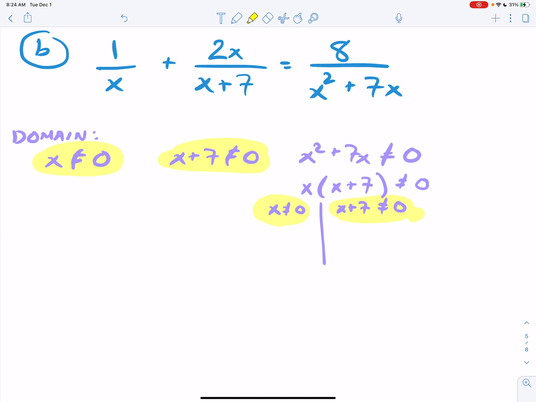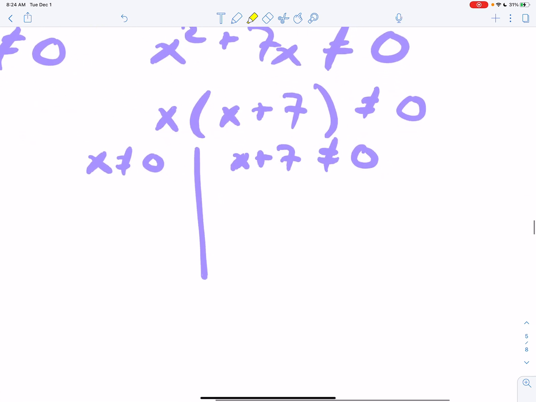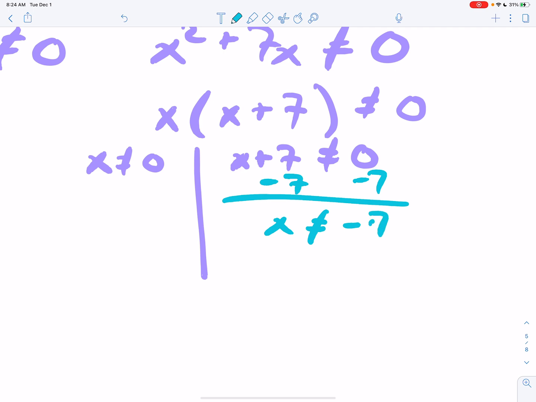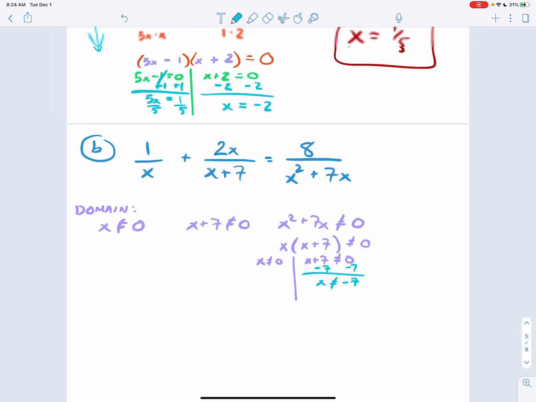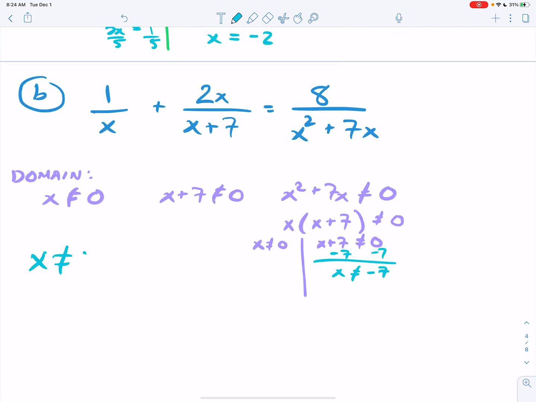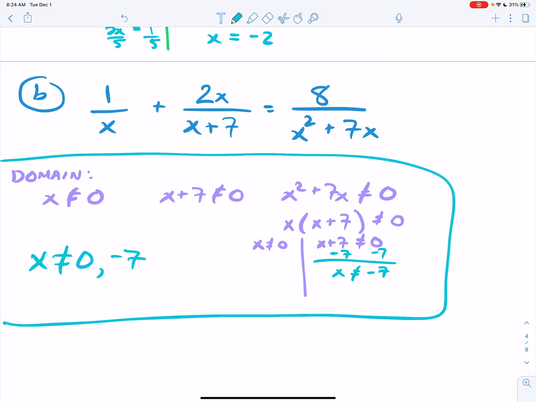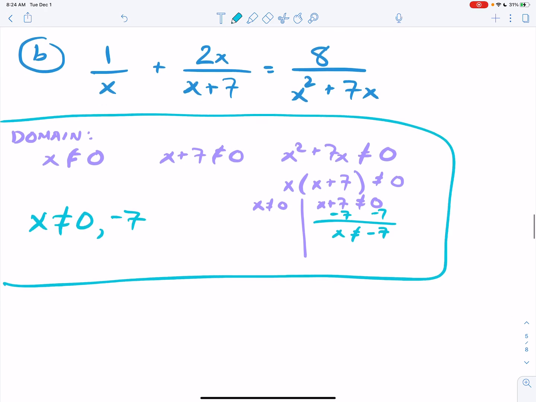So what this says is that x can't be 0 and that x cannot be negative 7. So all in all, x cannot be 0 or negative 7. We're going to keep that in the back of our minds before we conclude, okay?